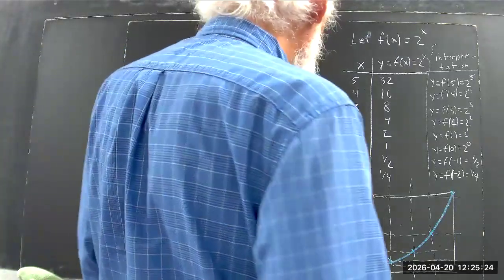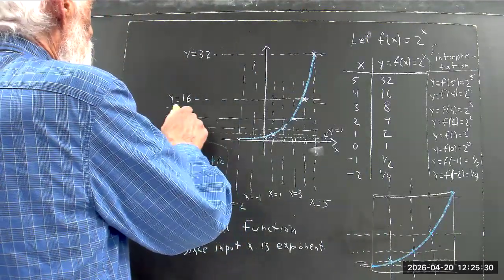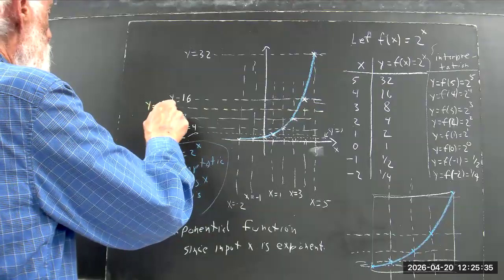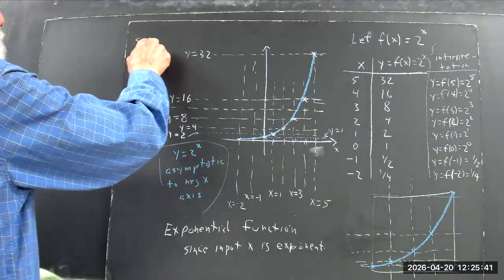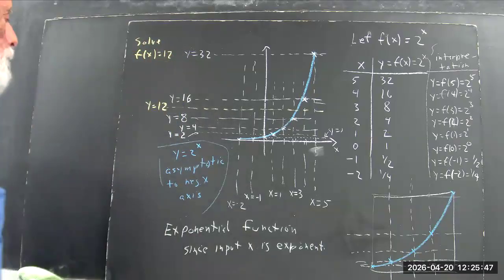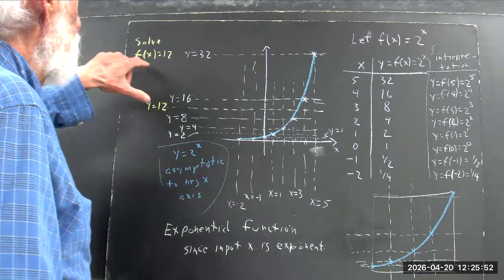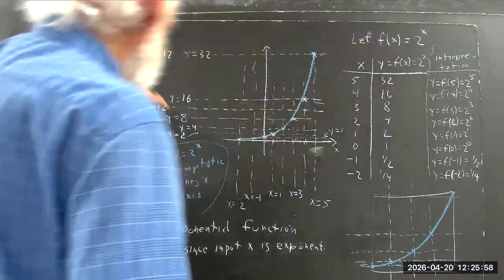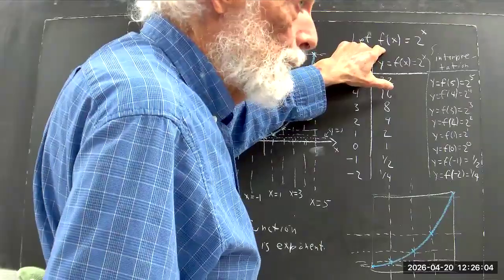Let's just do one more thing here because we're having so much fun. Let's say I want to draw the line y equals 12. And now I want to say solve f of x equals 12. Well, that means f of x is your y value, y equals f of x. So to say f of x is 12, we need to find the input x that gives us output 12.